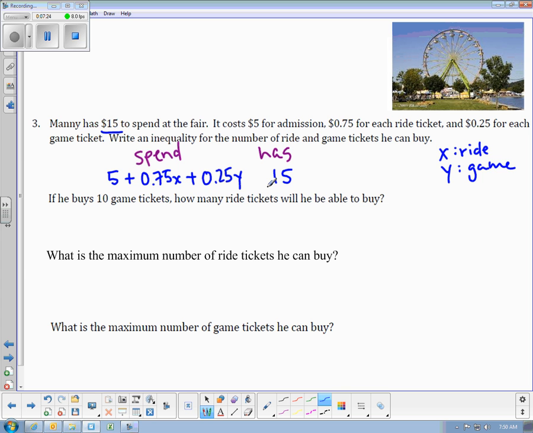And then we have to think about what inequality symbol goes in there. You can never spend more than what you have. So the amount that he spends has to be less than, but it could be equal to. He could spend all of his money. He could go up to exactly $15, but it has to be either less than or equal to. Okay, so there's my inequality.